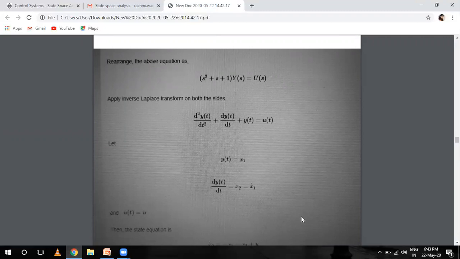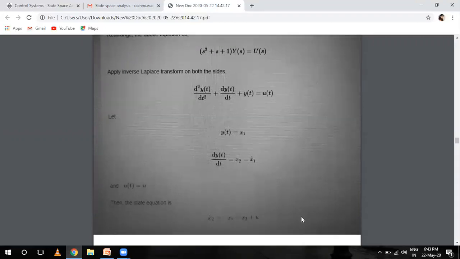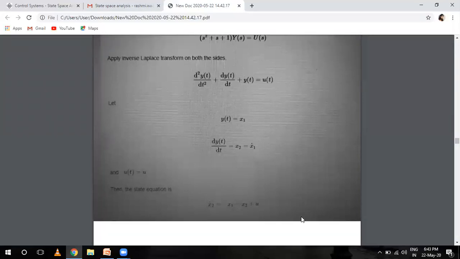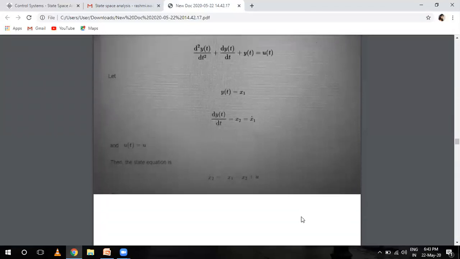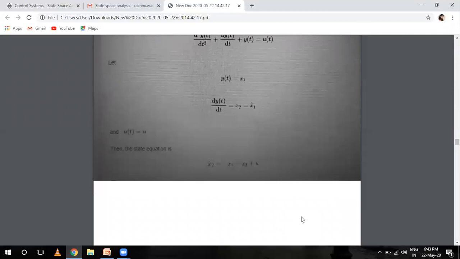Let y(t) be equal to x(t). Differentiation of y(t) is x2, that is equal to x1 dot, and u(t) is equal to u, and the state equation is x1 dot.